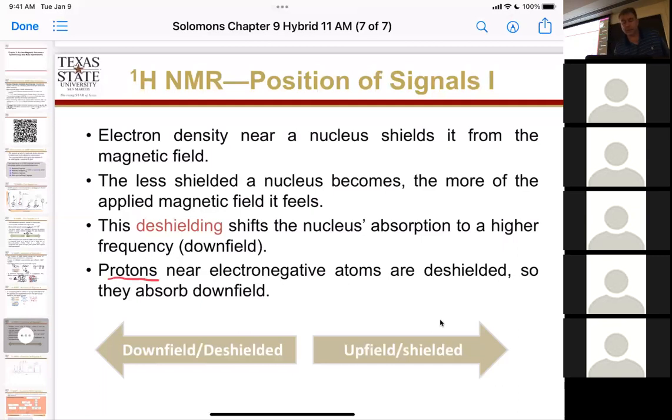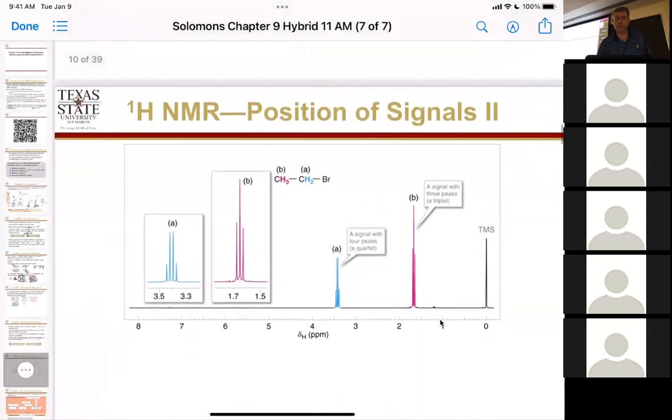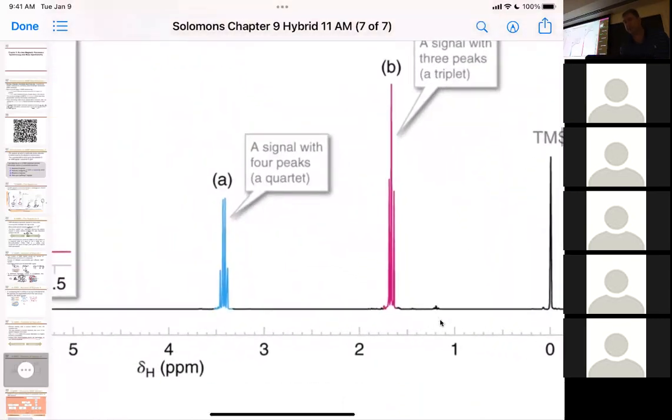So protons near electronegative atoms are de-shielded. Okay, you're going to see that trend. You can actually walk down the thing looking at the different electron configurations and see how far they go. And I'm going to demonstrate that as we get through some of these things. So when we look at this, just comparing these two signals here, which one's bonded to the electronegative atom? The one at 1.7 or the one at 3.4? The one at 3.4 is bonded to the electronegative atom because it is de-shielded, it is shifted to a higher number. So it's the one that's hooked to the electronegative atom.